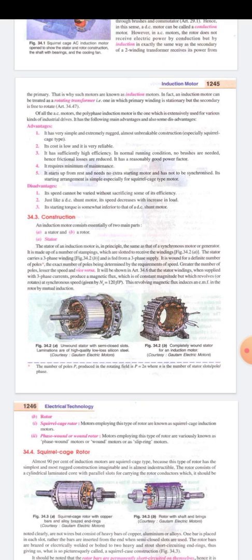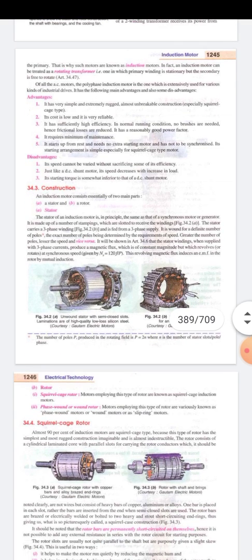The main advantages are it requires minimum maintenance, its cost is low and it is very reliable. Now the main disadvantages are its starting torque is somewhat inferior to that of a DC shunt motor and its speed cannot be varied without sacrificing some of its efficiency.